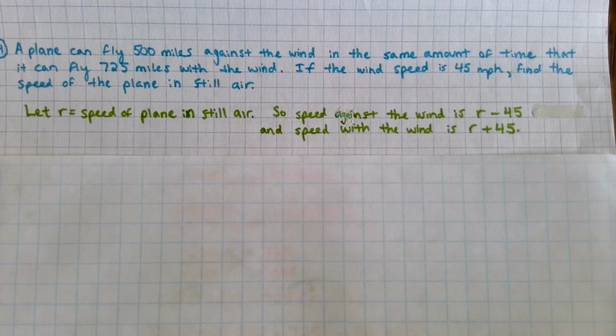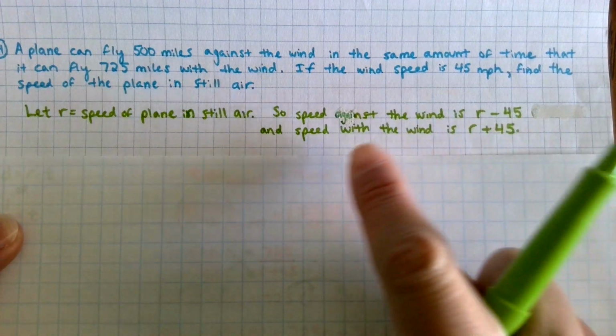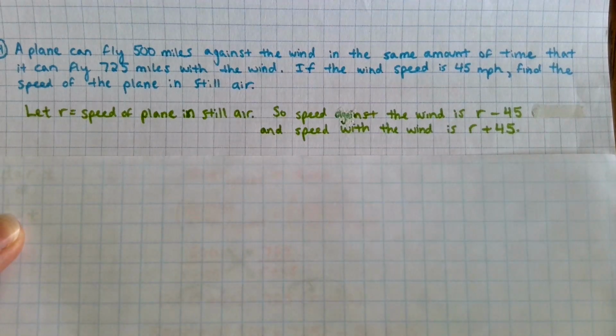So we're going to let r equal the speed of the plane in still air. So the speed against the wind is r minus 45, and the speed with the wind would then be r plus 45. Again, r is the speed of the plane in still air, which is what we're trying to find. But we know that the speed against the wind is going to be r minus 45, and the speed with the wind is going to be r plus 45.